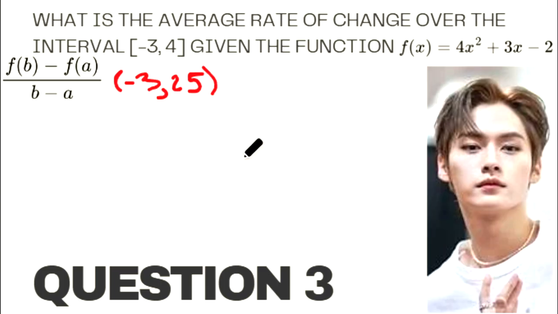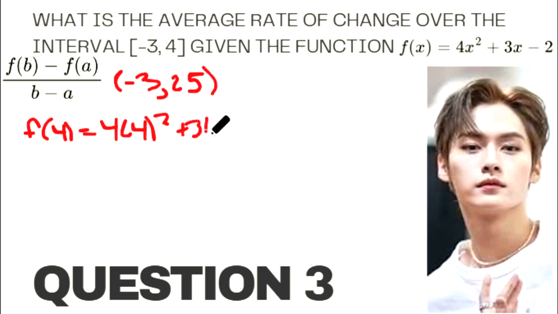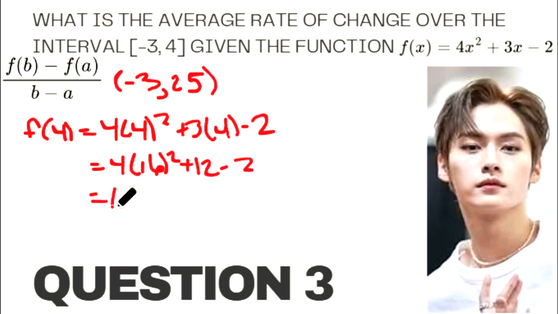All right. Let's do f of our second x value, which is 4. So we have f of 4 is equal to 4 times 4 squared plus 3 times 4 minus 2. 4 squared is 16, so we have 4 times 16 plus 12 minus 2. 4 times 16 is 64. 12 minus 2 is 10. So this becomes 74.